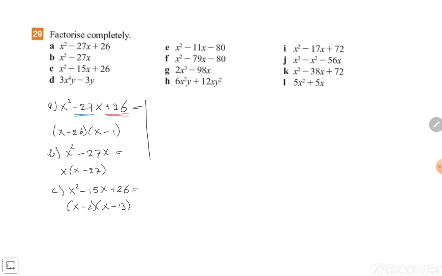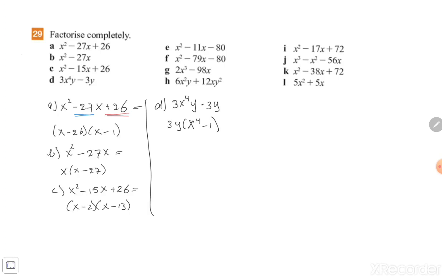Alright, exercise D. 3x to the power 4 y minus 3y. This is a difficult one, because we can put 3y outside the brackets, then we still have left x to the power 4 minus 1. There you go.